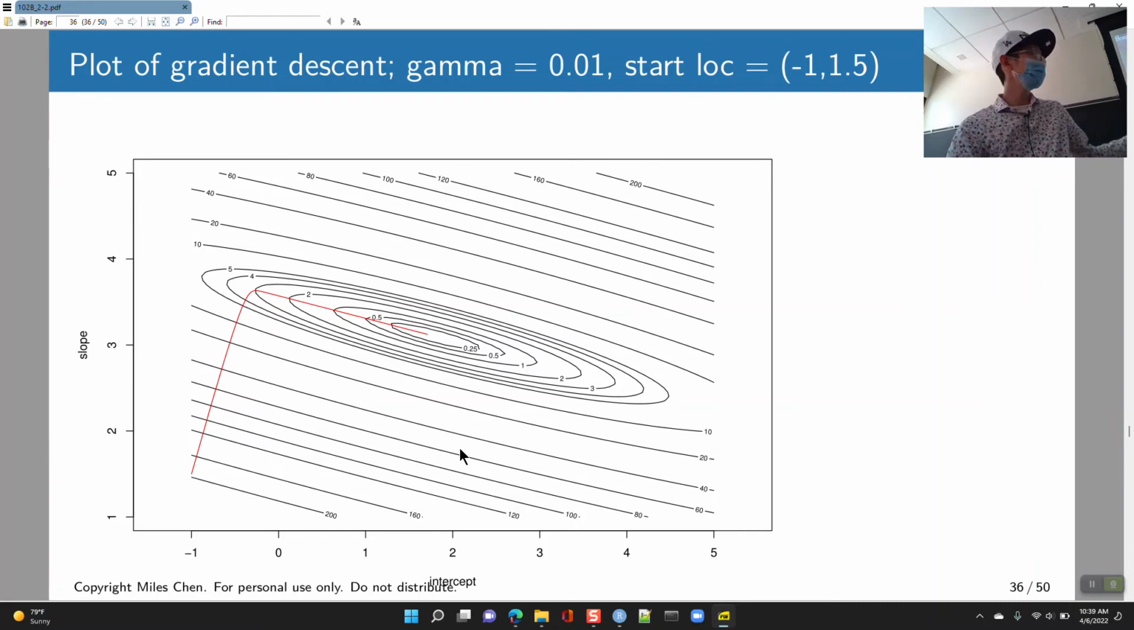Let me illustrate. This is the path that our algorithm took. We started off at some arbitrary intercept of -1 and a slope of 1.5. By using gradient descent, it followed this red path. It went up, up, up, and then it started coming back down, and it came down to something very close to 1.8, 3.1.